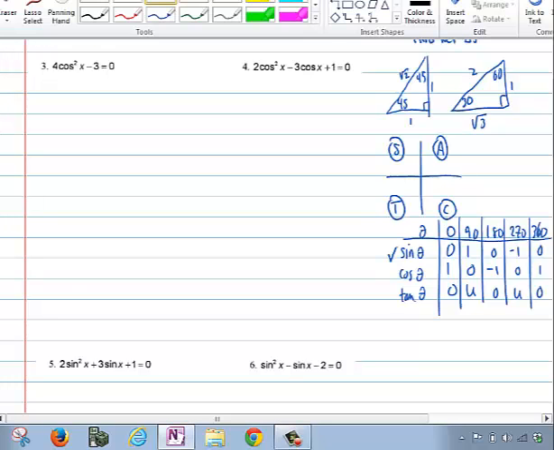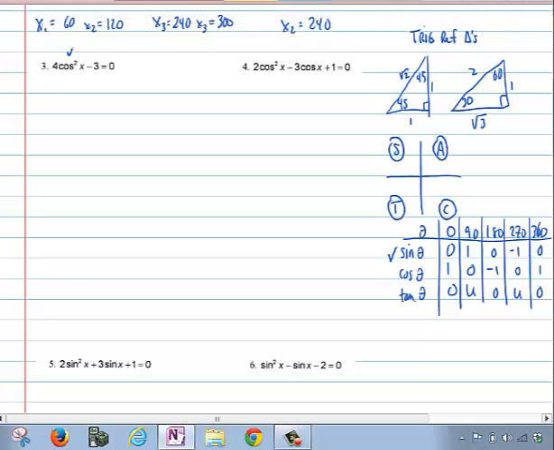So on number 3, what we have is another quadratic and a constant term. So we solve for cosine squared of x, and we just add the 3 over to the other side and divide by 4. We have the cosine of x is equal to plus or minus root 3 over 4, which turns out to just being plus or minus root 3 over 2. We break that up into two separate equations. We have cosine of x is equal to root 3 over 2 in the positive sense, and cosine of x is equal to root 3 over 2, but with a negative.